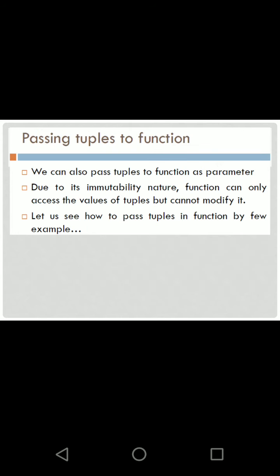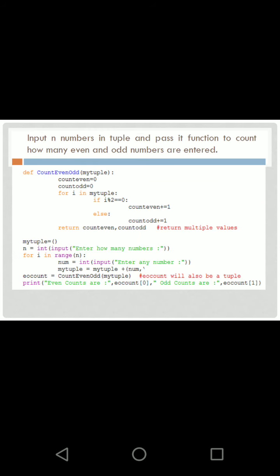Now just like list, you know what a tuple is. Tuple is also immutable. Tuple can also be passed to the functions. We'll see some examples. Here you have a my tuple, which is a tuple. It is created with the help of some values you are taking from the user, and this my tuple is actually passed to the function count even odd.